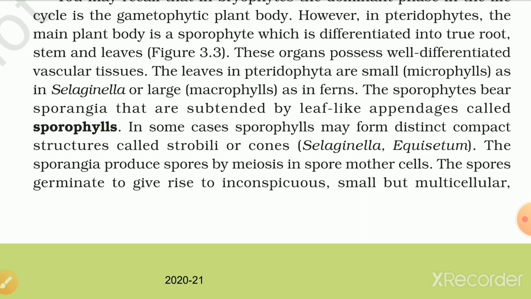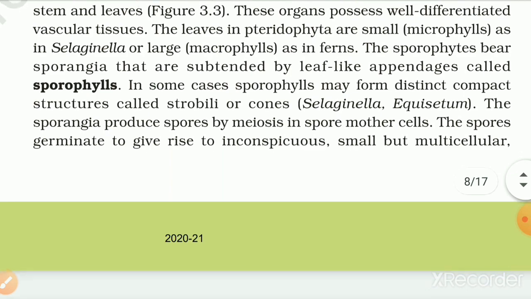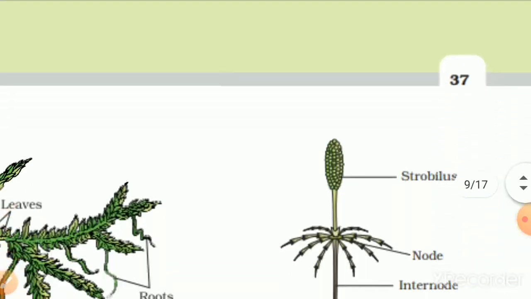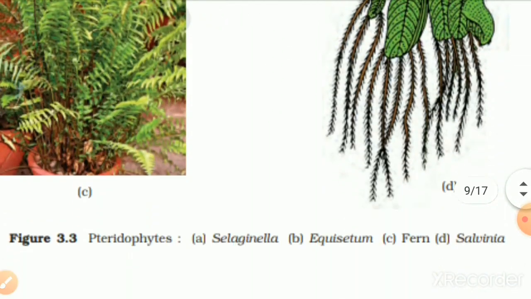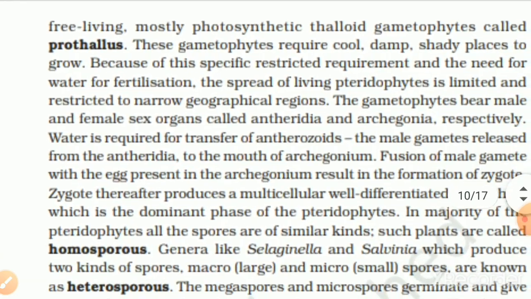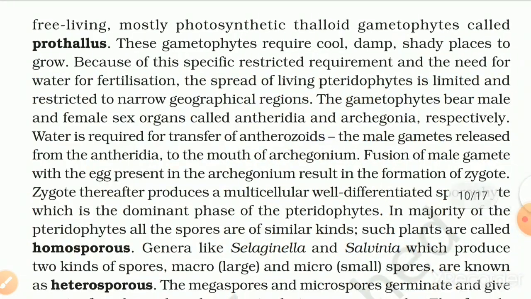The spores germinate to give rise to inconspicuous, small but multicellular, free-living, mostly photosynthetic thalloid gametophytes called prothallus. These gametophytes require cool, damp, shady places to grow.